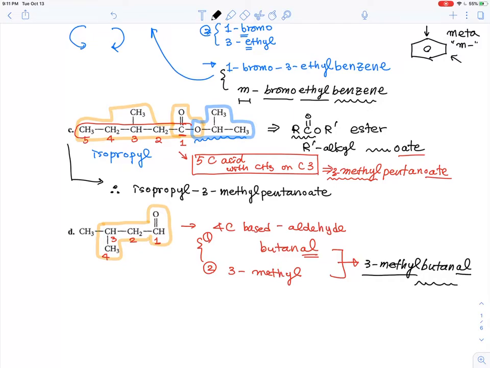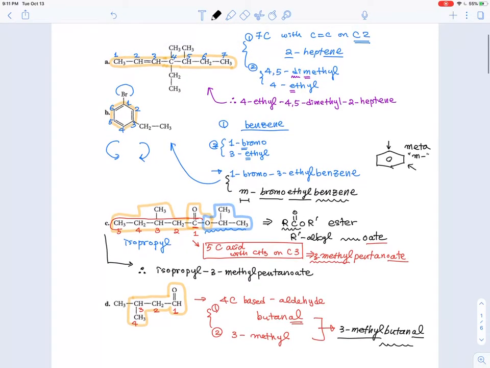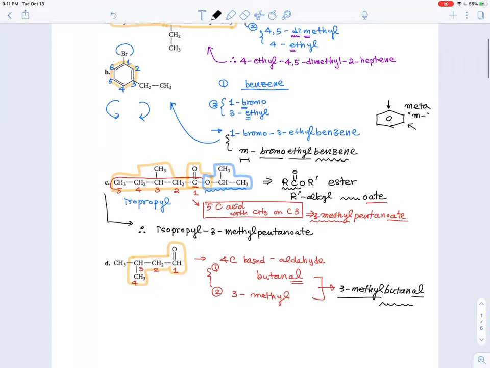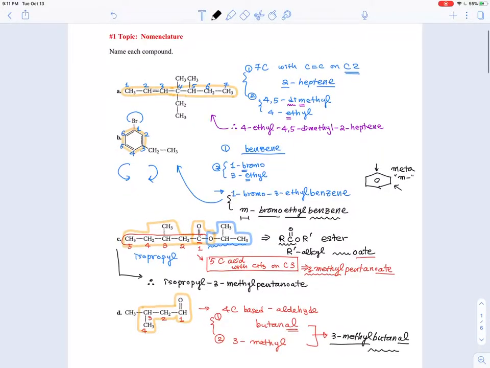So these are the 4 problem set I have shown here, starting from A is an alkene, B is an aromatic compound, C is an ester, and D is an aldehyde. And this is probably one of the reasons that you were asked last week about functional groups and families of organic compounds, because that is used to essentially define and know how to write a nomenclature.